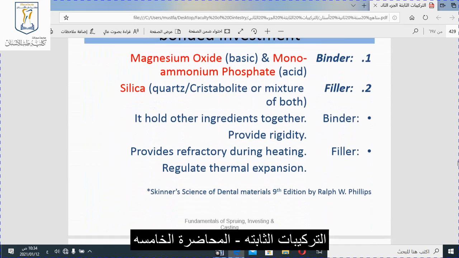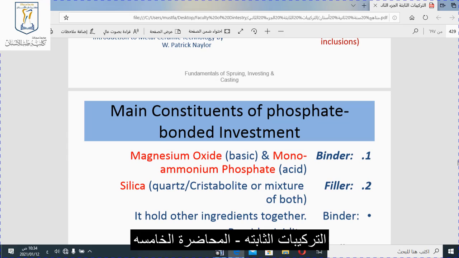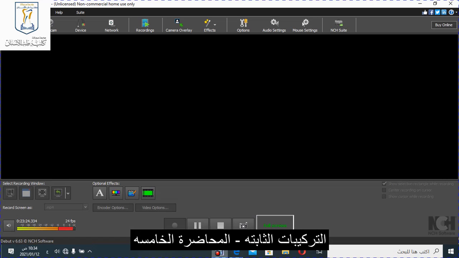The main constituent, the binder, is magnesium oxide and ammonium phosphate. This is the binder, because phosphate is the binder.